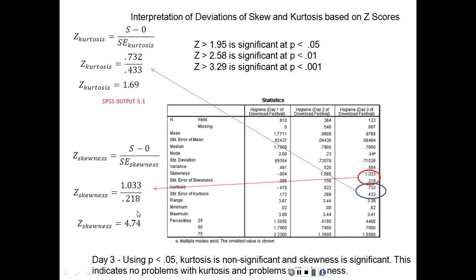And let's look at day 3. Again, same procedure. It looks like 1.69 is less than 1.95. So kurtosis is non-significant, which indicates there is not a problem with kurtosis. But if I look at my skewness, it is greater than 1.95. So in this case, there are no problems with kurtosis, but there are problems with skewness for day 3.